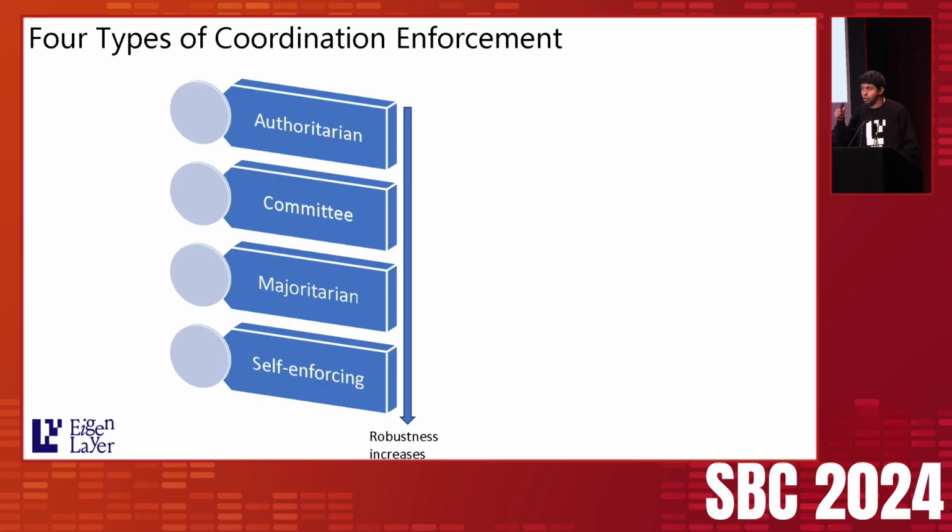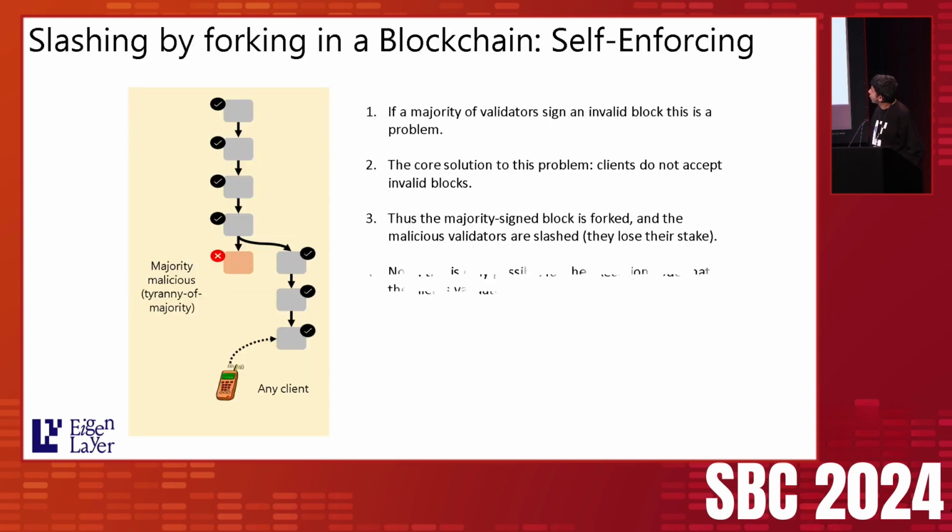but we want to enforce this not based on an authority, not based on a committee, not based on a majority, because they all suffer from the tyranny of majority. A majority of the committee could lie, a majority of stakers could lie, so we don't want to trust any of them. We want to enforce it only to truth, not to power. How do you do this?